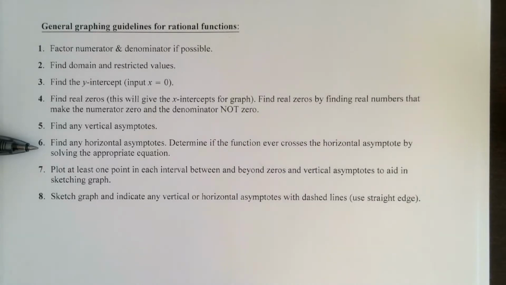And then when we sketch the graph, what's going to help us is to simply plot at least one point in each interval between and beyond the zeros and any vertical asymptotes, or holes in the graph. And then we get a rough sketch. When we do sketch the graph, we want to draw any vertical or horizontal asymptotes with dashed lines. I'm going to use dashed lines to do that, and I'll show you how to do that using a straight edge.